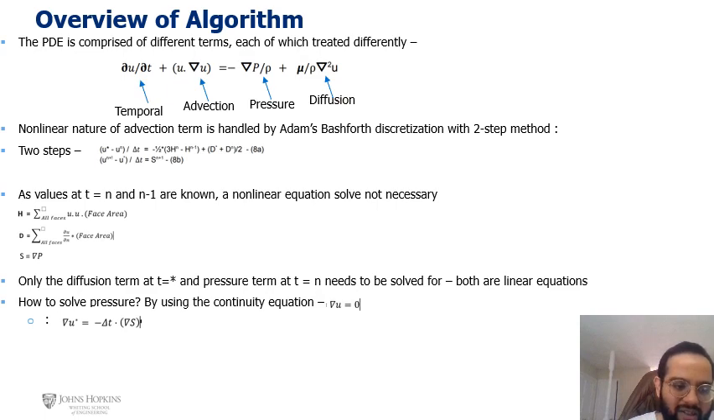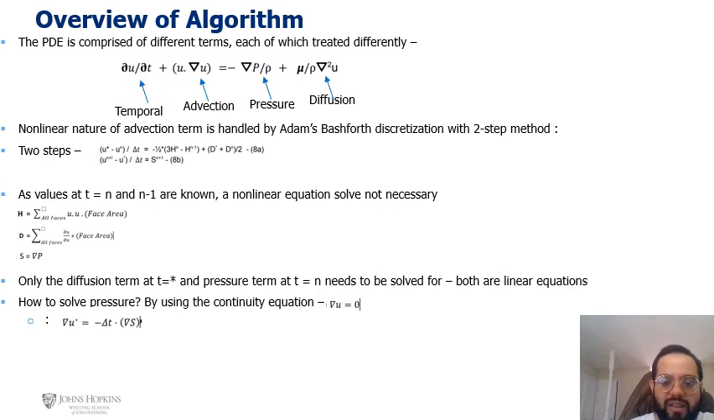Now I said that we have to solve for this gradient of p. The question is, how do we do that? Because here it's only one equation and there are two unknowns, u and p. So p is an unknown. To do that, we have to use the continuity equation. For an incompressible fluid, the continuity equation states that this gradient of u is just 0.